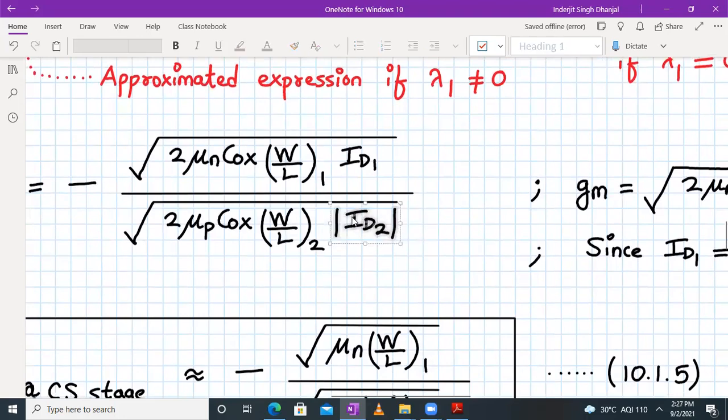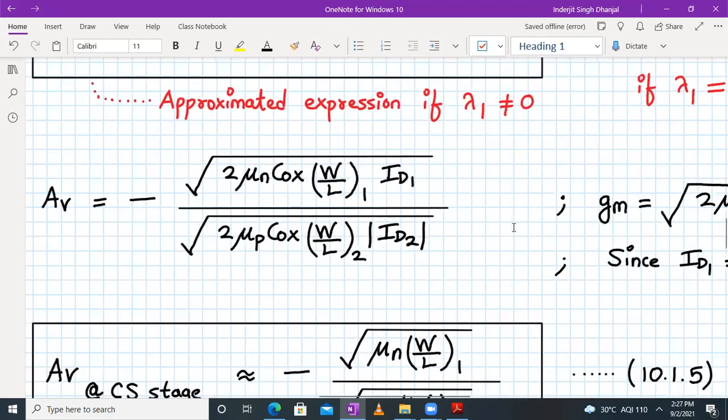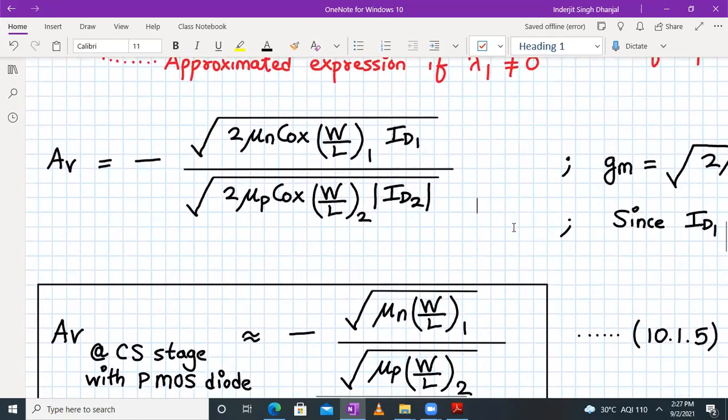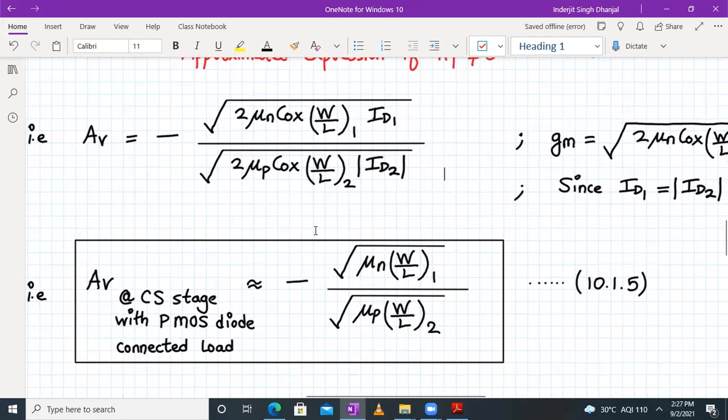From here, we know that the current ID1 and mod of ID2 are the same, and your Cox value will remain the same, and root 2 will get cancelled out. So finally, after the assumptions and approximations, the small signal voltage gain for a common source stage or amplifier with a PMOS diode connected load is approximately equal to minus square root of mu n into W by L of 1 divided by square root of mu p into W by L of 2.